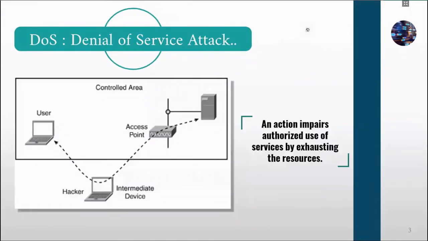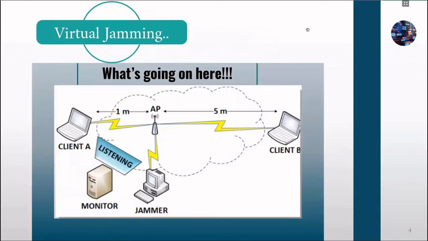At the onset, let's plunge in some ideas to get into our work smoothly. What is a DoS attack? It can be said that when an action impairs the authorized use of the services by deliberately exhausting the resources like network bandwidth in networking systems, it can be done with single or multiple sources. In this figure, a hacker makes it difficult for the other users to get access to the server. Also, by creating virtual jamming, an attacker is able to trigger DoS attacks in wireless networks.